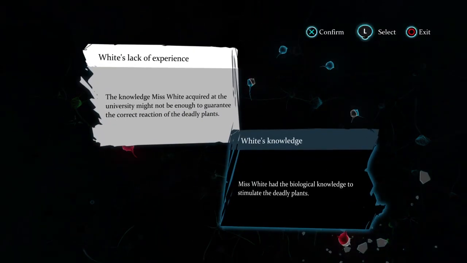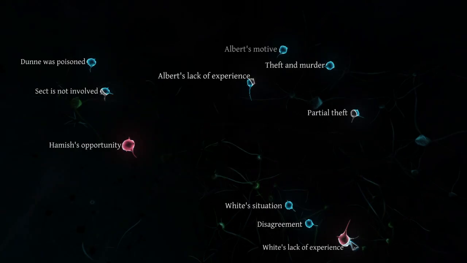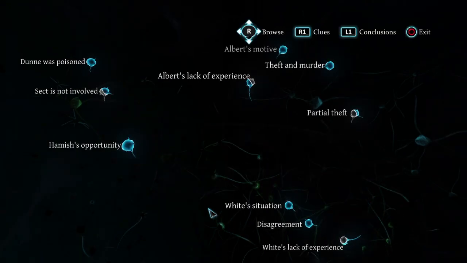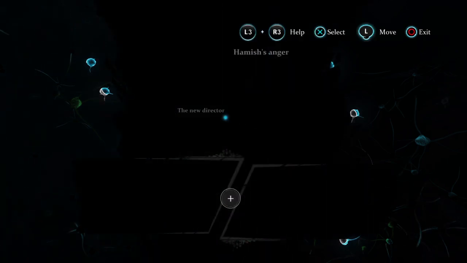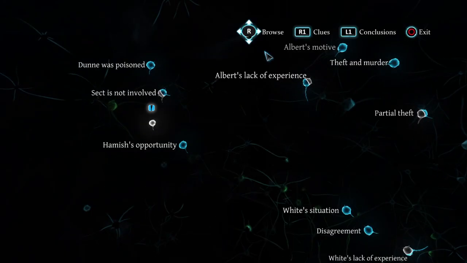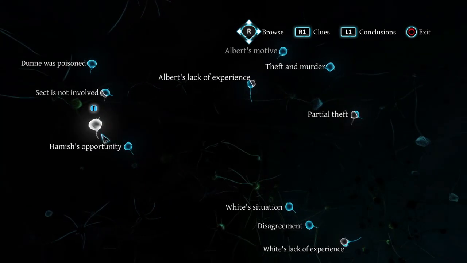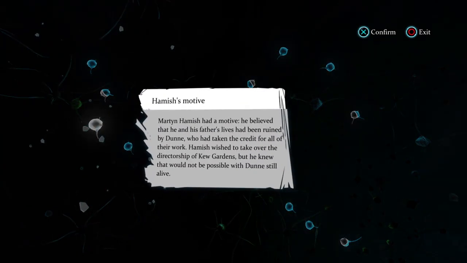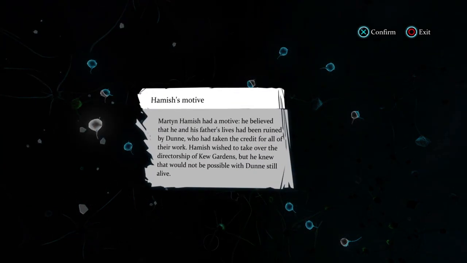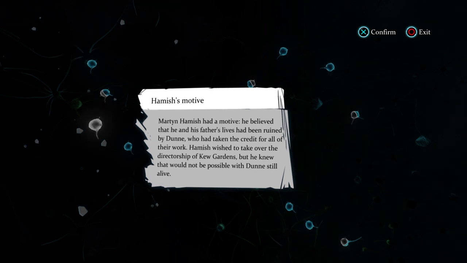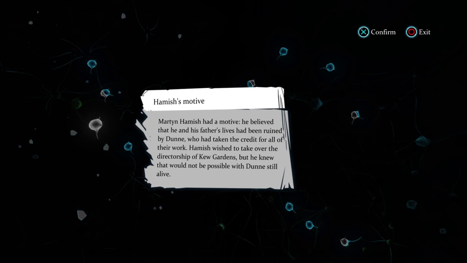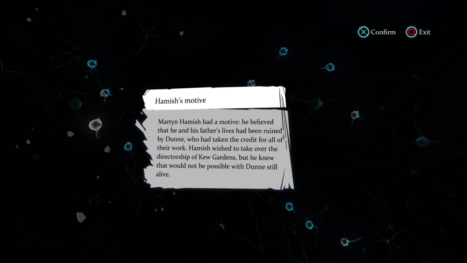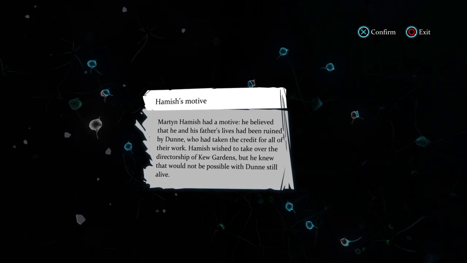Okay. So it wasn't her, it was him. Seems like it. What else do we have? Hamish's motive. Martin Hamish had a motive. He believed that he and his father's lives had been ruined by Dunn, who had taken the credit for all of their work. Hamish wished to take over the directorship of Kew Gardens, but he knew that would not be possible with Dunn still alive.